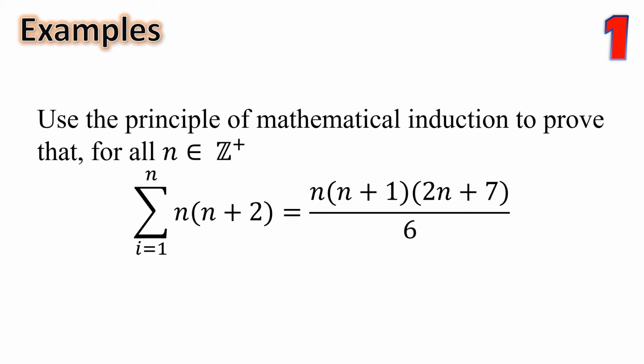The left-hand side of this statement, if i is equal to 1, then we have 1 times 1 plus 2. That is 1 times 3. And if i is equal to 2, then we have 2 times 2 plus 2. And if i is equal to 3, we have 3 times 3 plus 2.